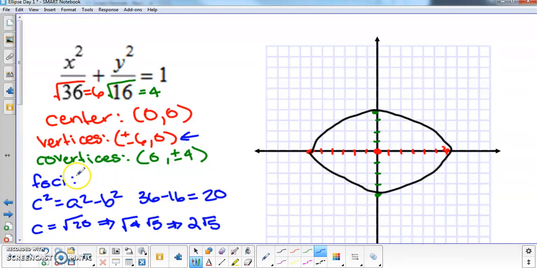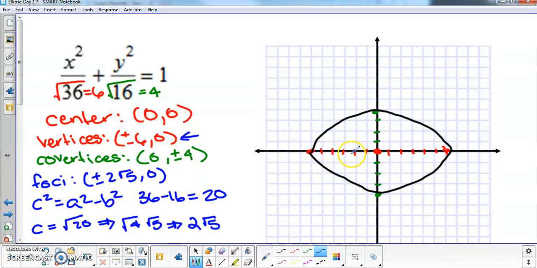So my foci are going to be at plus or minus 2 square root 5 and 0. I know that the 2 square root 5 is on the x, because that is the coordinate point that is changing along here. Every single coordinate point along here, my y coordinate is always going to be 0. It is on the axis. But every single x coordinate is going to be different. So I've got to know that it's going to be right there along that one.